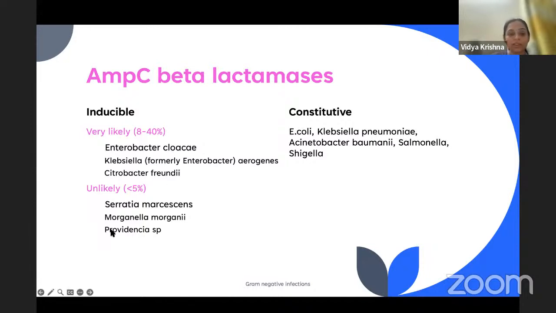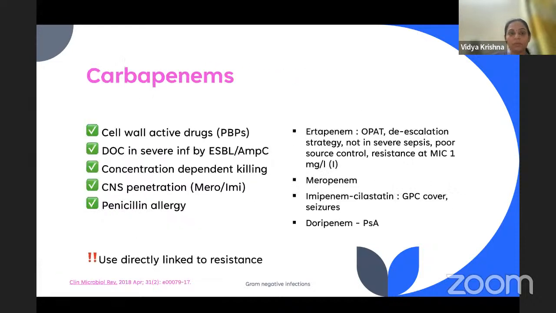In these less likely ones, the Serratia, Morganella and all that, here you can be guided by the MIC. If the MIC is low, then you might still use a cephalosporin. Whereas if the MIC is high, then you might have to use a carbapenem. Okay, so that is about it.